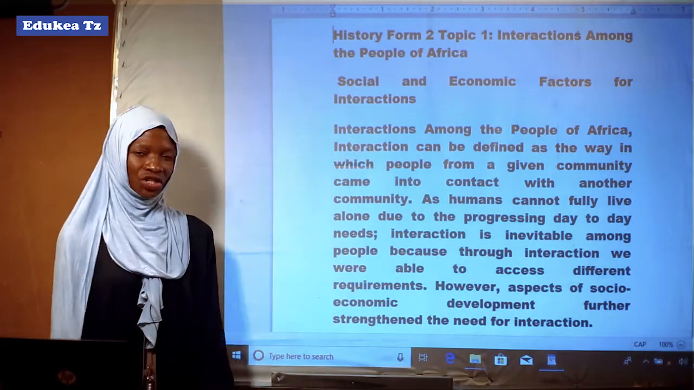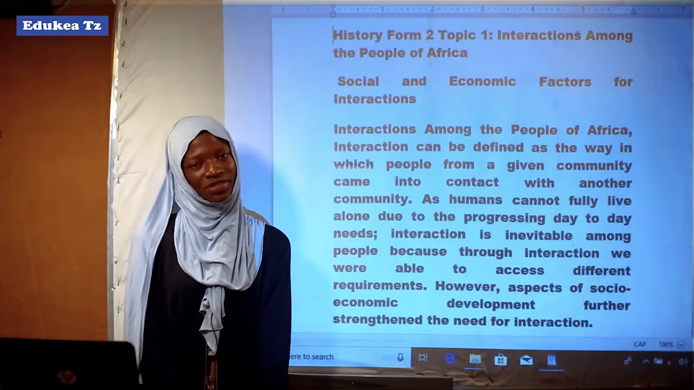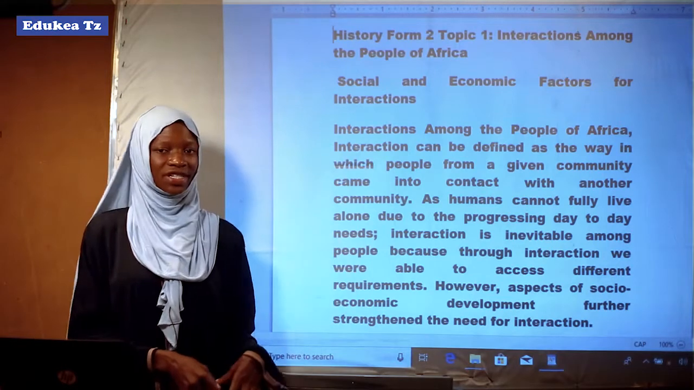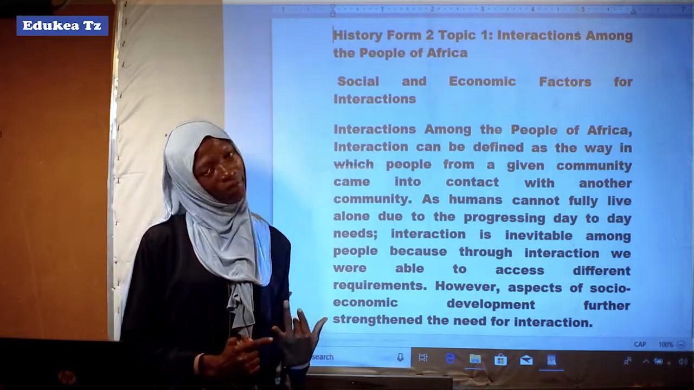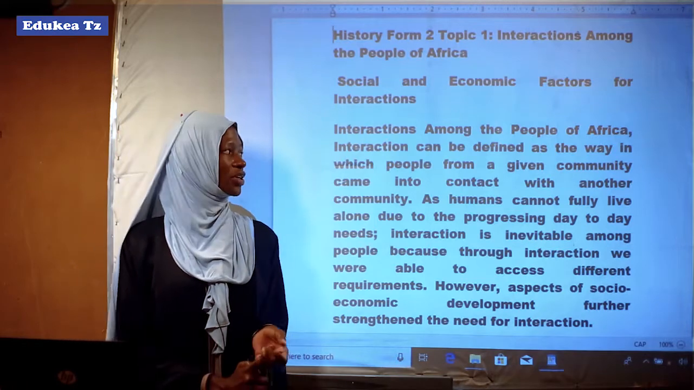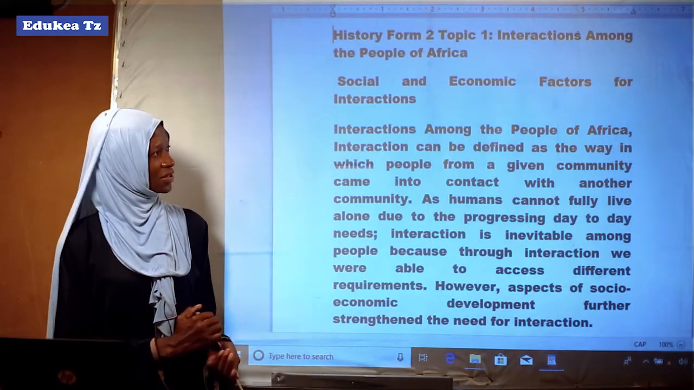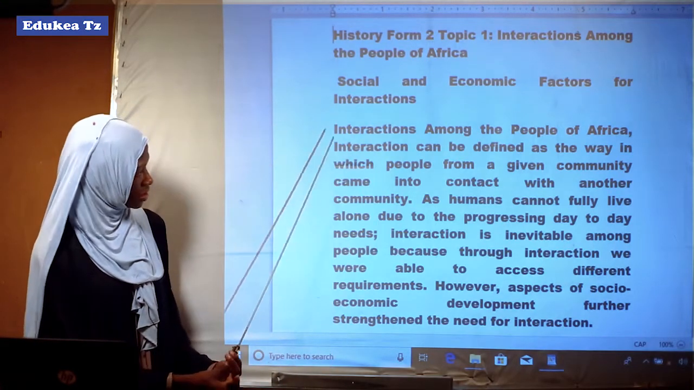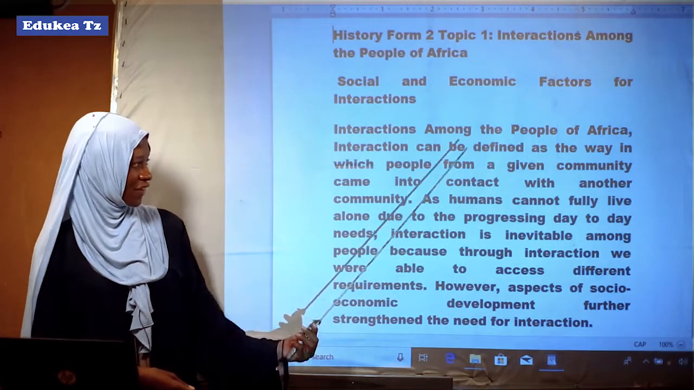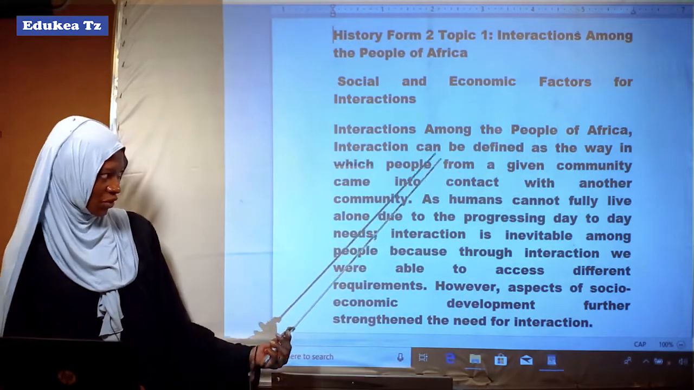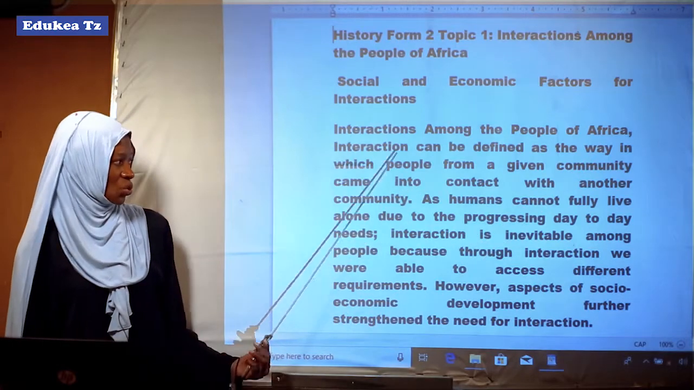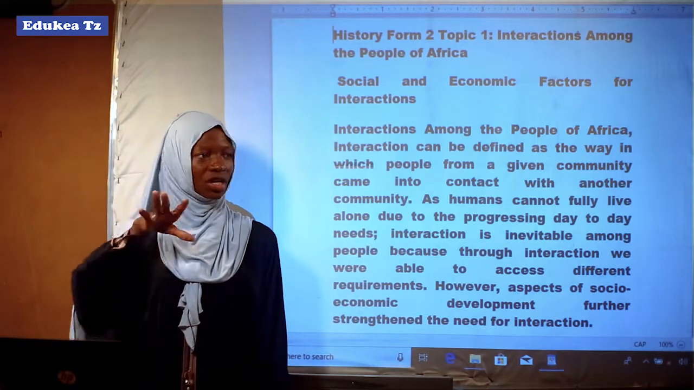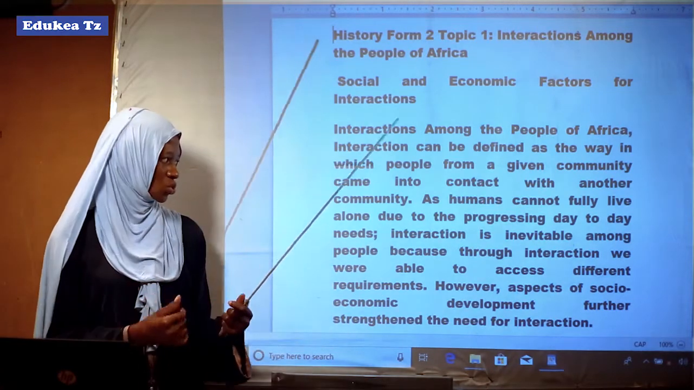When we talk about interaction, first you have to ask yourself, what is interaction? It means people from one society come into contact with another society, be it socially, economically, or politically. So that is the general overview about interaction. Interaction among the people of Africa can be defined as the way in which people from a given community came into contact with another community.